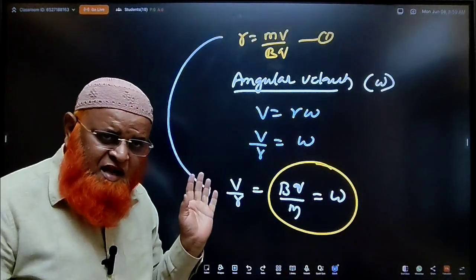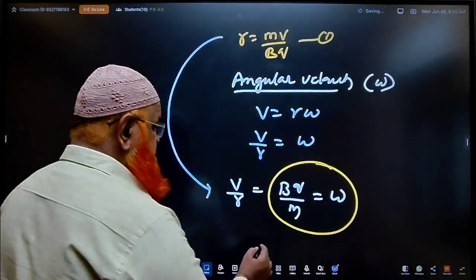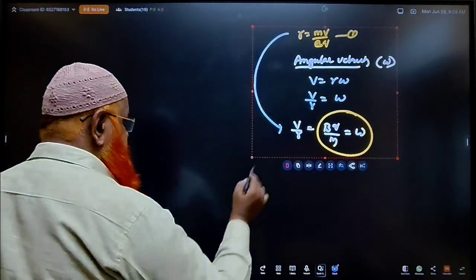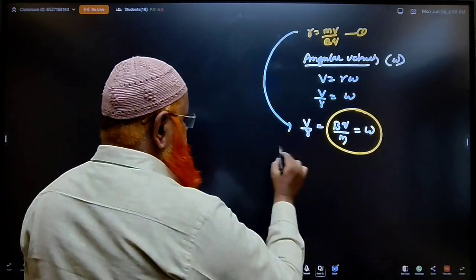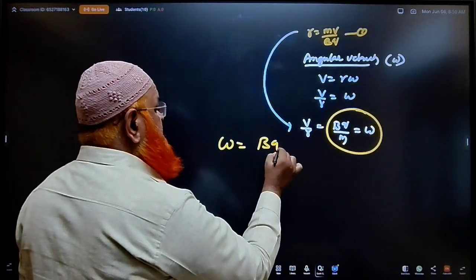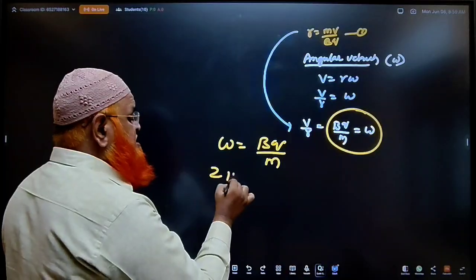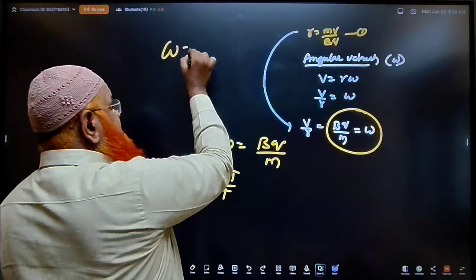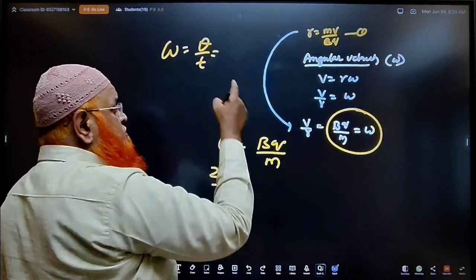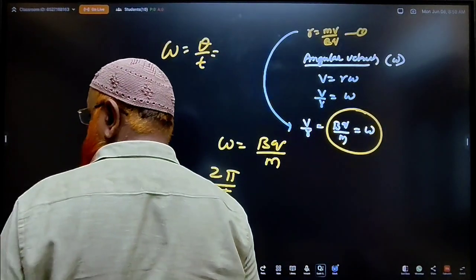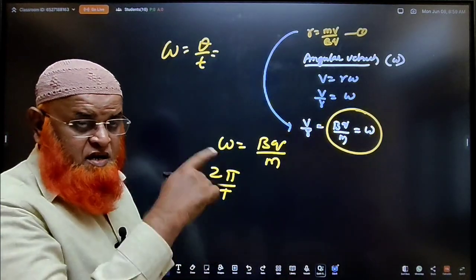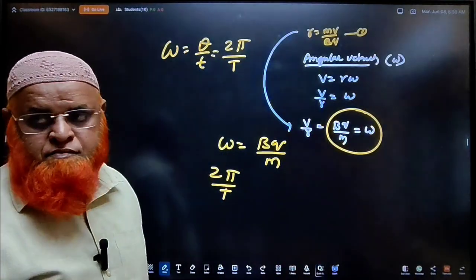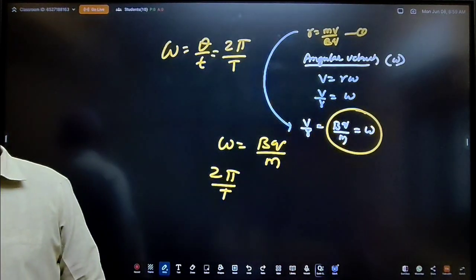If you got the formula for angular velocity, then what is the formula for time period? It's very simple, very easy. See all of you, here if you got omega is equal to bq by m, we also know omega is nothing but 2 pi by capital T. Angular velocity is nothing but angular displacement by time. For complete one rotation or revolution, we write theta as 2 pi and small t as capital T.